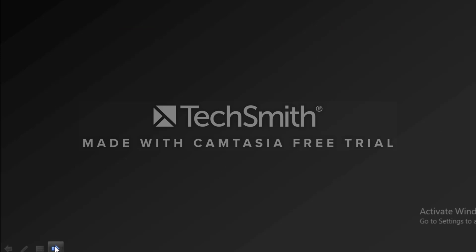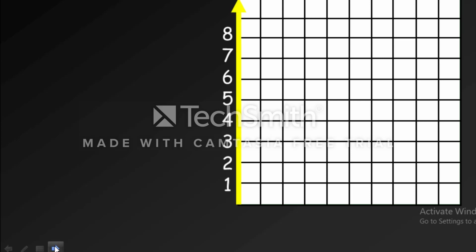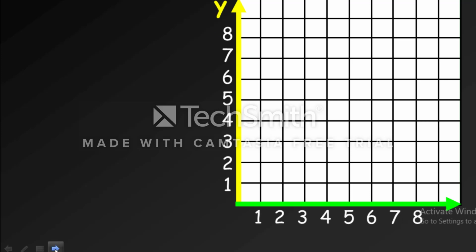Let's see how to graph any ordered pair. First, use a graph paper, of course. Then draw the points on the y-axis like that, 1, 2, 3, and so on. By the same way on the x-axis, don't forget the origin point.